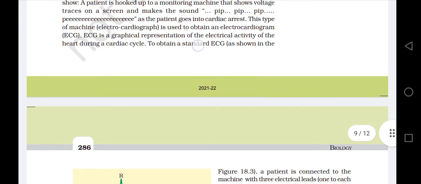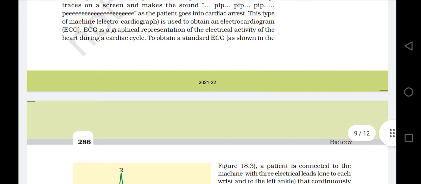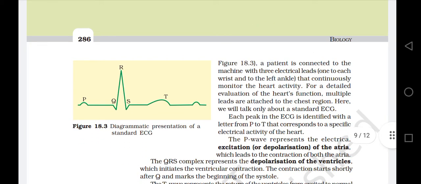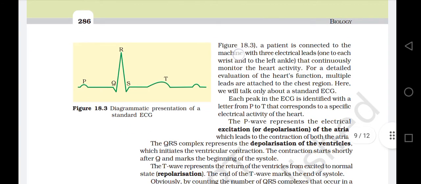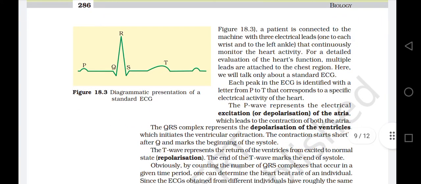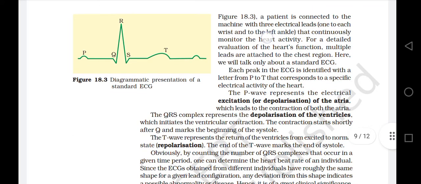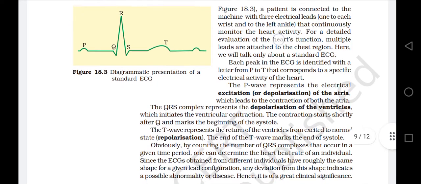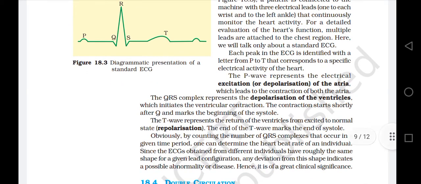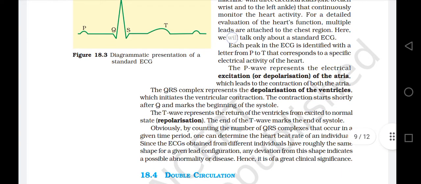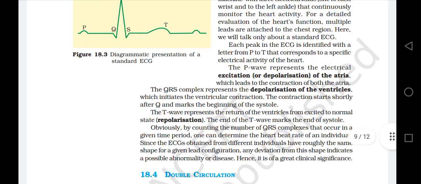To obtain a standard ECG, as shown in figure 18.3, a patient is connected to the machine with three electrical leads, one to each wrist and to the left ankle, that continuously monitor the heart activity. For a detailed evaluation of the heart's function, multiple leads are attached to the chest region. Here we will talk only about the standard ECG.